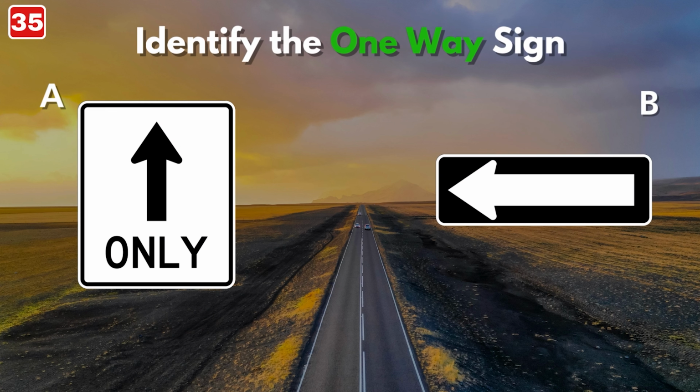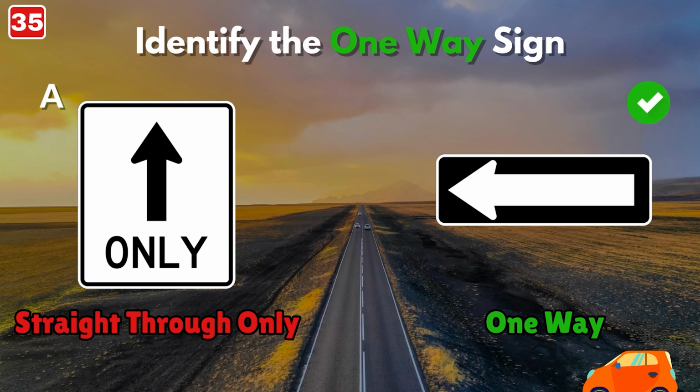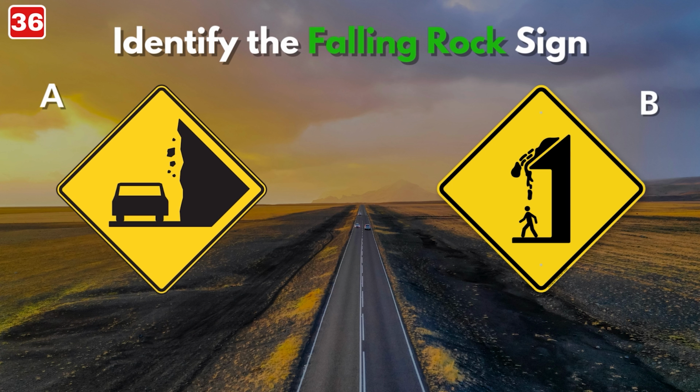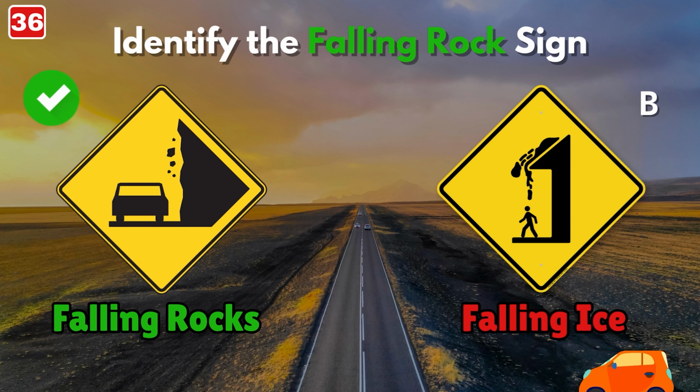Identify the one-way sign. Distinguished. B is the one-way sign. Identify the falling rock sign. Admirable. A is the falling rock sign.